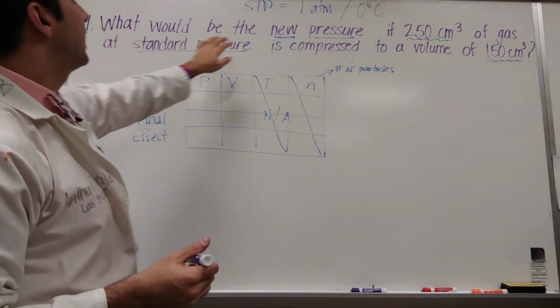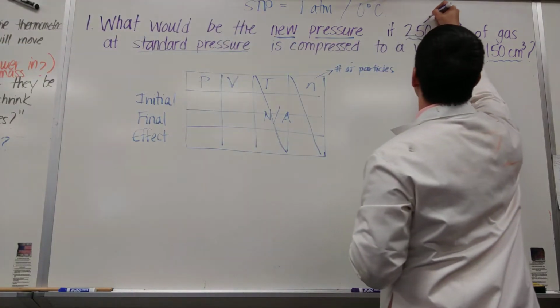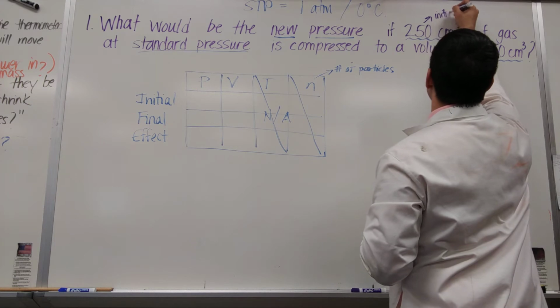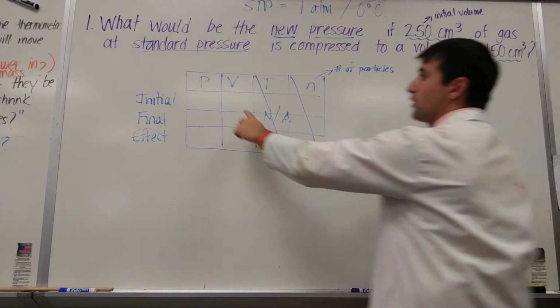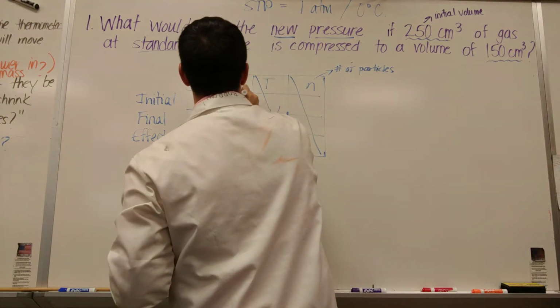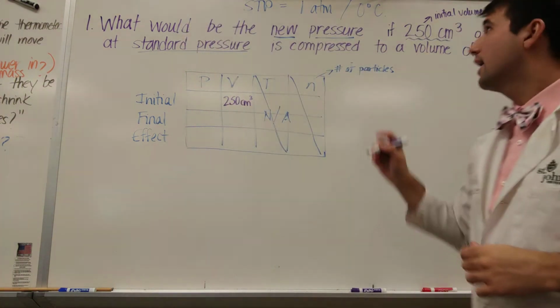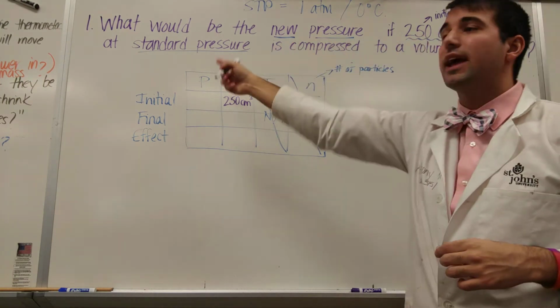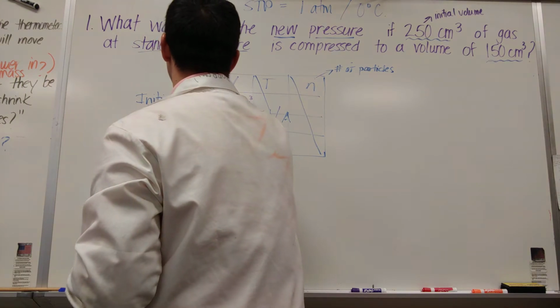So my initial volume must be 250. This must be my initial volume, because it's what I start with. So I'm going to put that over here as my initial volume, 250 centimeters cubed. Okay? And it was originally at standard pressure, which is 1 atmosphere. So I'm going to use 1 atmosphere.